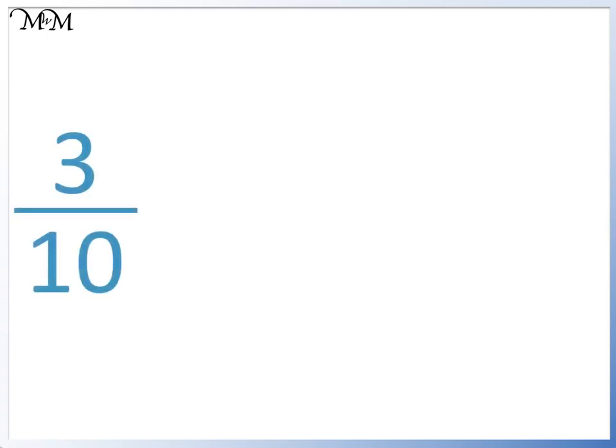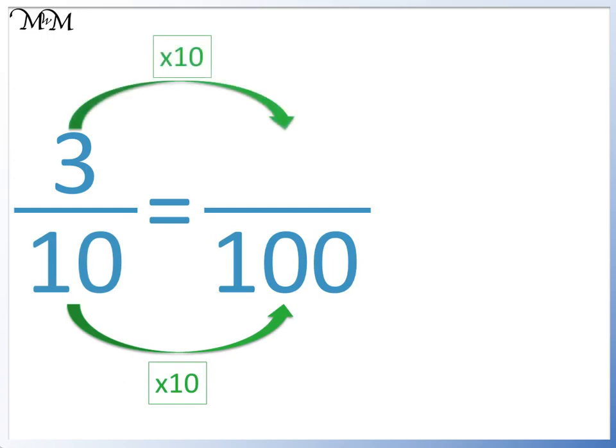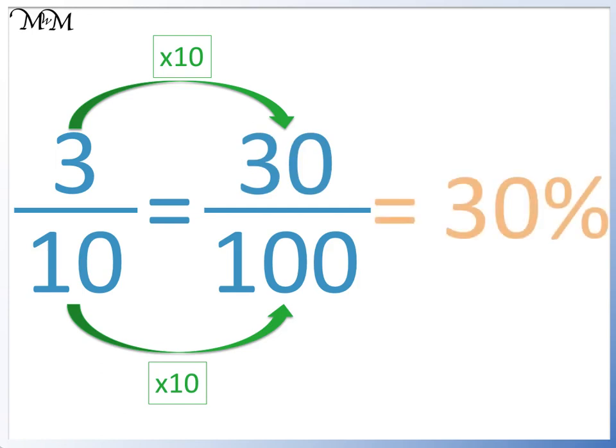Our next fraction is 3/10ths. To get from 10 to 100, we multiply by 10. We multiplied the denominator by 10, so we multiply the numerator by 10. 3 times 10 equals 30. We have 30 out of 100, so 30%.